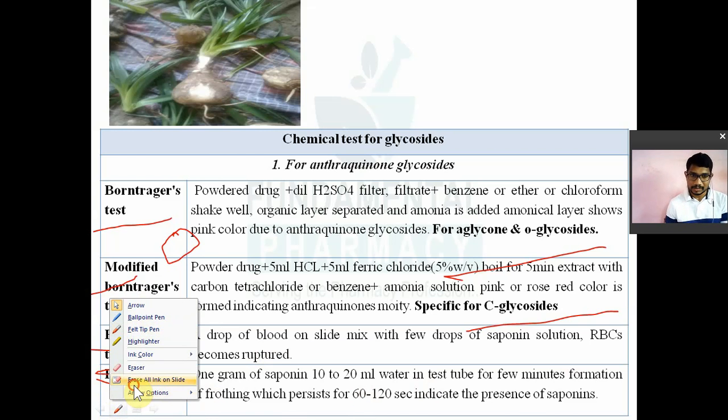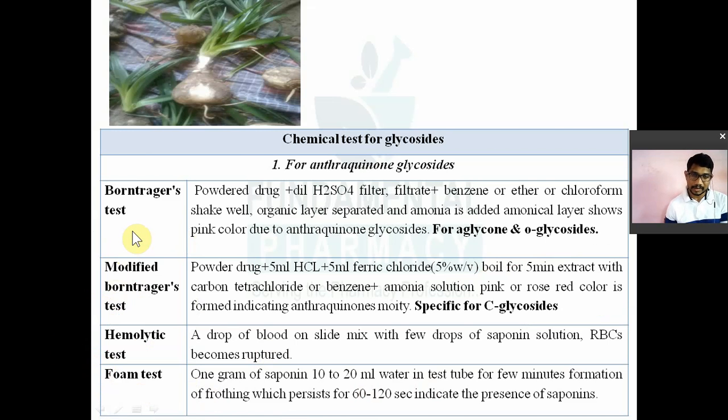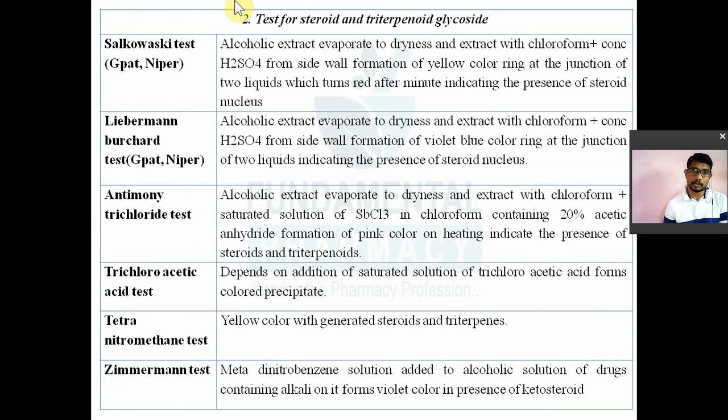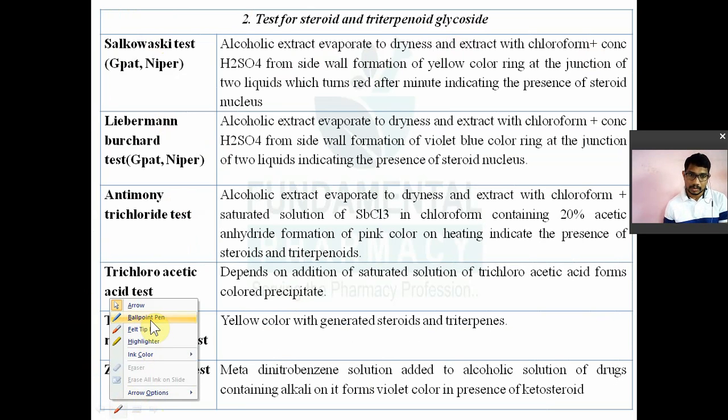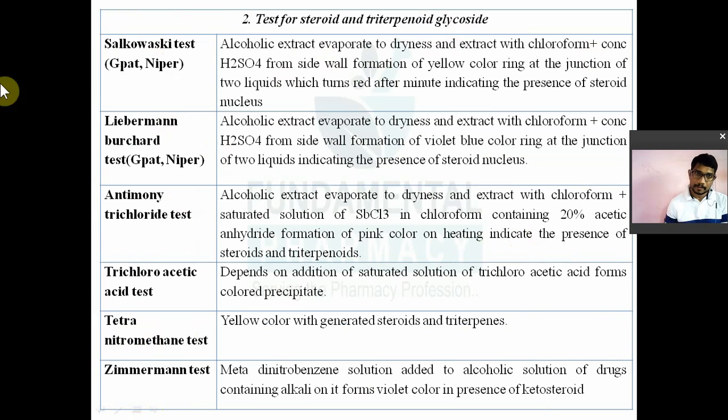In the book, it starts with the Borntrager test for O glycoside, modified Borntrager for C glycoside, then tests for steroid and triterpenoid glycosides. Steroid, like in cardiac glycoside there is a steroid nucleus, so tests for steroidal glycosides and triterpenoid glycosides. First one is known as the Salkowski's test. This test is a specific test for identification of steroid nucleus.